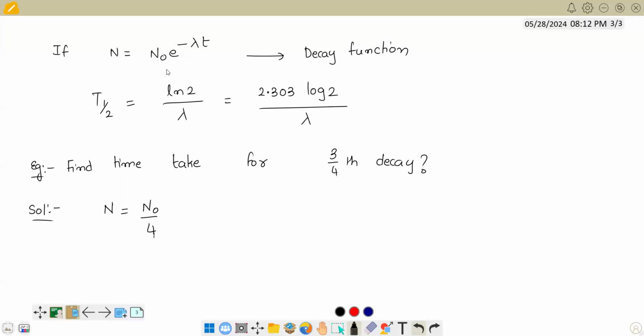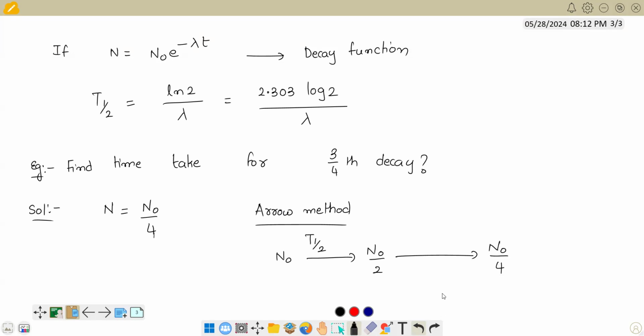To find the time taken, we don't substitute here and solve it in the traditional method. We'll just write something called the arrow method. What does the arrow method say? Suppose you have n naught. From n naught to n naught by 2, it takes t half. And again, what is the time taken from n naught by 2 to n naught by 4? It would be again t half only. It doesn't matter what the initial quantity is. To make it half, it will exactly take t half only.